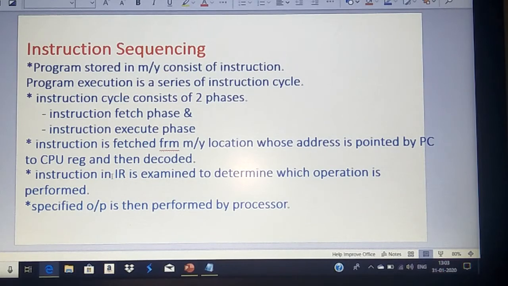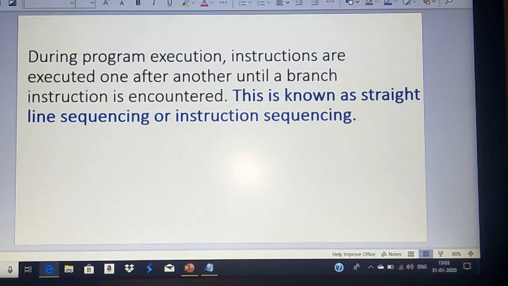And the instruction in the instruction register is examined to determine which operation is to be performed. This is what happens in instruction execute phase. Then the specified operation is performed by the processor. These are the steps in instruction sequencing. And what is the definition for instruction sequencing? Instruction sequencing is also known as straight line sequencing. During program execution, instructions are executed one after another until a branch instruction is encountered. This is known as instruction sequencing or straight line sequencing.